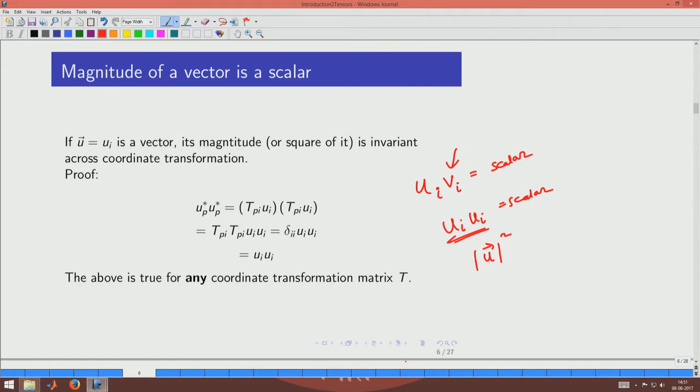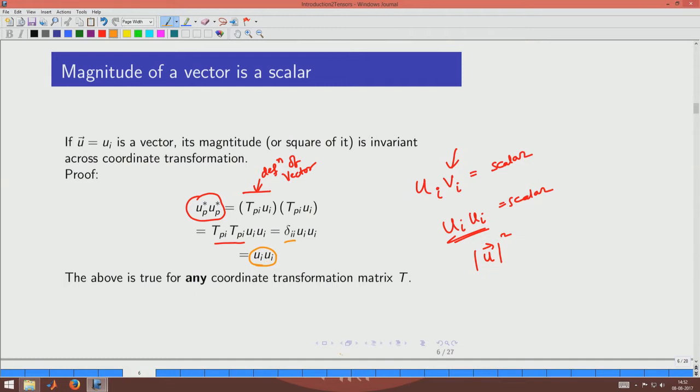So, that is what we are trying to prove here, and the way we do it is, this is the magnitude of the vector u in the new coordinate system, and because u is given as a vector, we write the definition. This is the definition of a vector. Okay. And once we have the definition, we have the two transformation matrices coming side by side, and then we use the Kronecker delta to simplify that, and we can see that finally we get the same combination of u's.